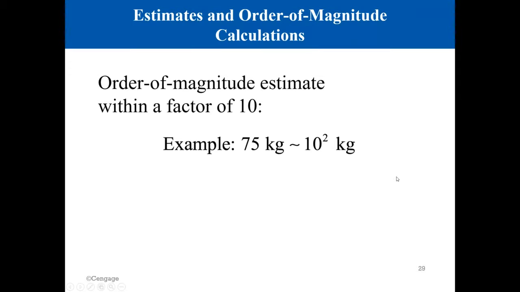When we report about measurements, quite often we will be asked to report applying the order of magnitude. So within a factor of 10, 75 kilograms, you will report that as 10 to the power 2 kilograms. Okay, this is the order of magnitude. Order of magnitude means the power of 10. So the closest to 75 is 10 to the power 2.